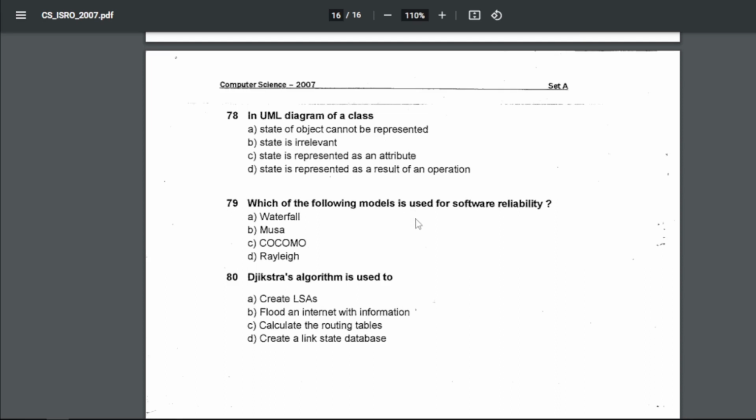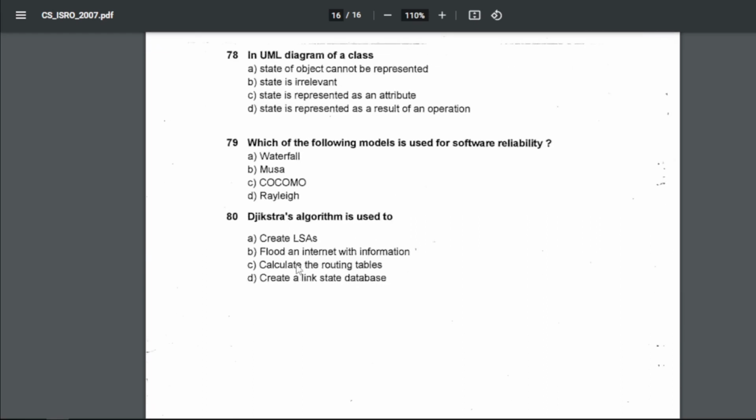79: which of the following models is used for software reliability? For this, RELI is the answer. The RELI model is used for software reliability. This model predicts fault detection over the life of the software development effort, and can be used in conjunction with other prediction techniques. Software management may use this profile to gauge the defect status. So RELI will be our answer.